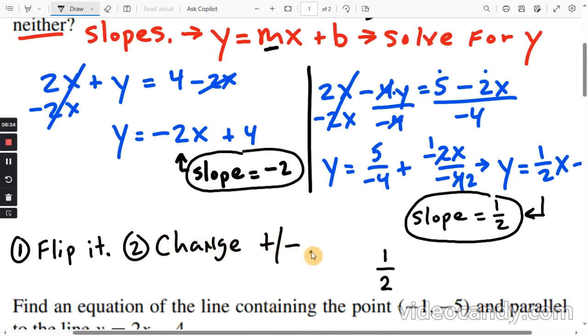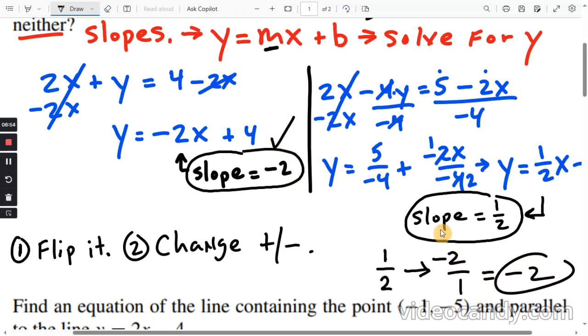So flip it. It means take the reciprocal. So the reciprocal of 1/2 is going to be 2 over 1. And then change the plus minus sign. This is positive. That's negative. Negative 2 over 1 is the same as negative 2. Does it match the other slope? Yes, it does. So that means they are perpendicular.